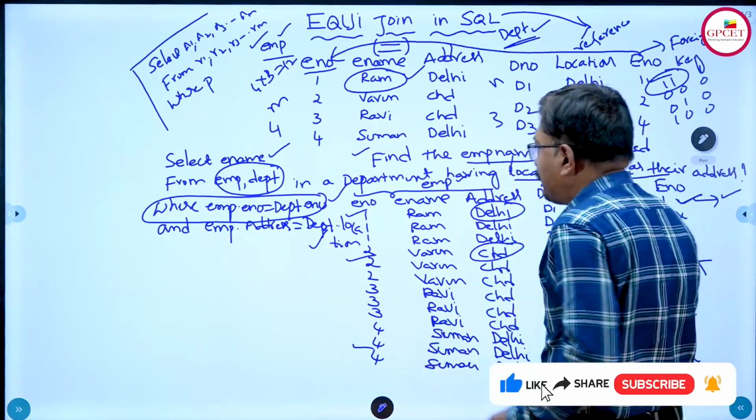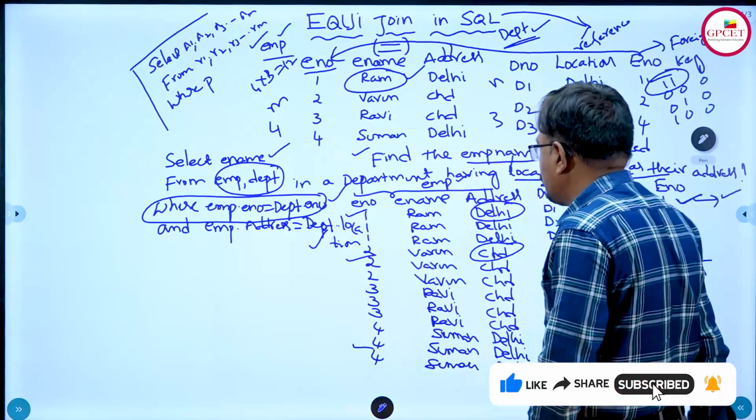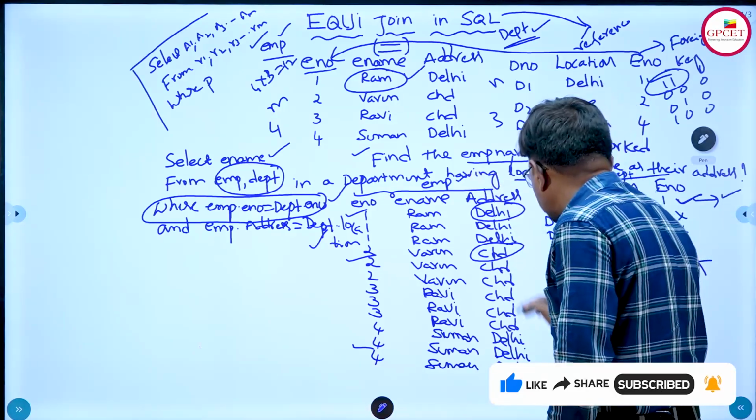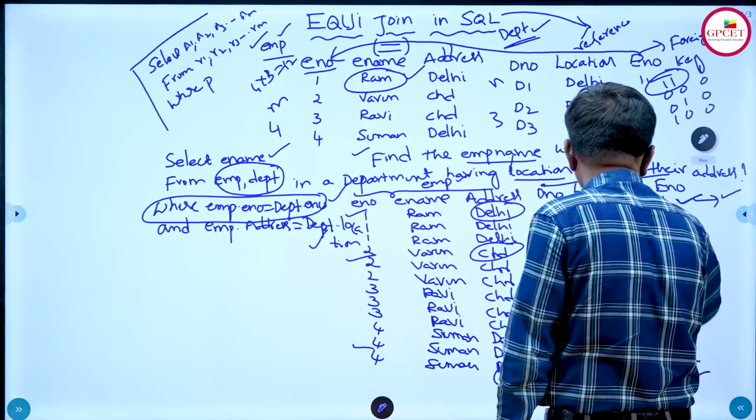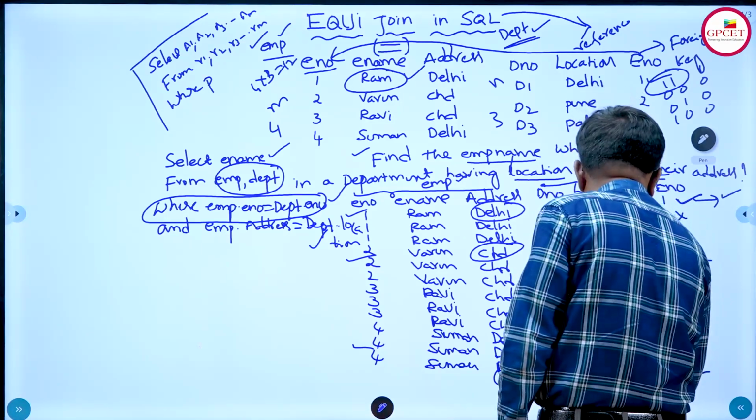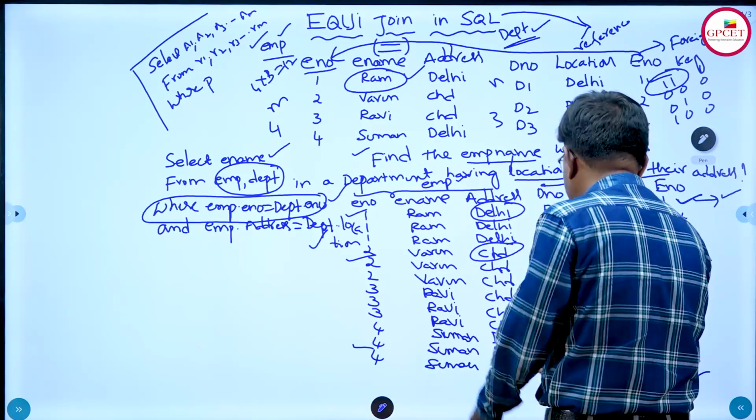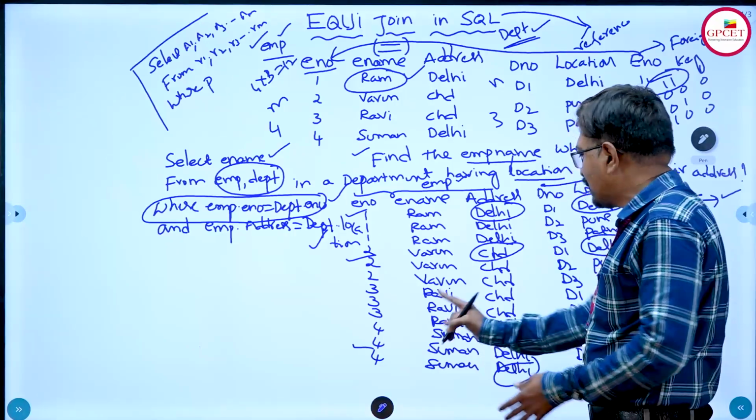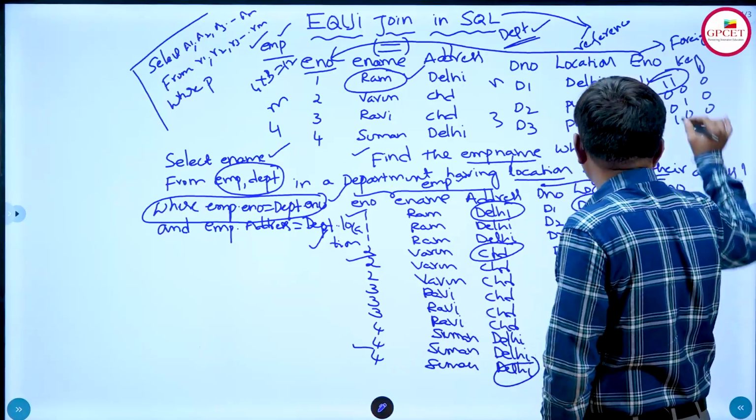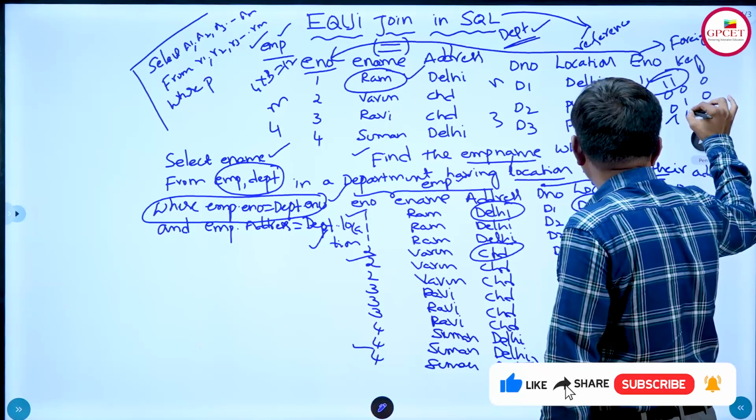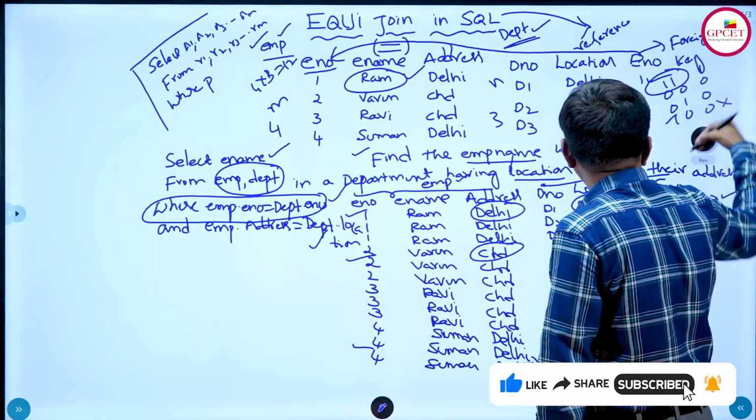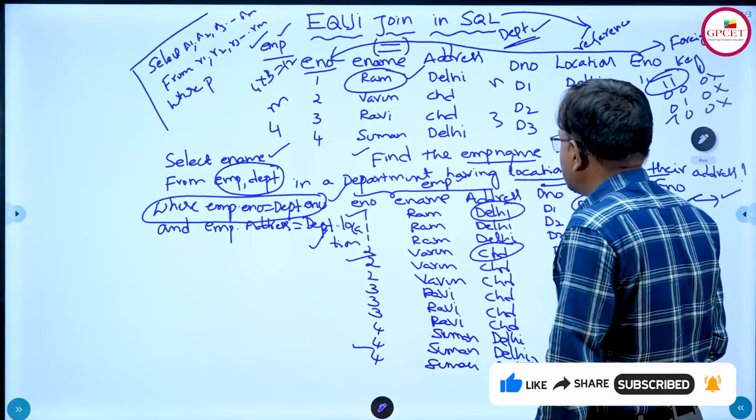4 equal to 4. But in the second case, EMP.address equal to department.location. EMP.address is Delhi, whereas in department.location, what is that? Patna. These two are not equal, so one condition is satisfied, one condition is not satisfied. Suppose it is 0, 0, 0, 1: one condition satisfied, second condition not satisfied, output is false, false, false. That is the two conditions.